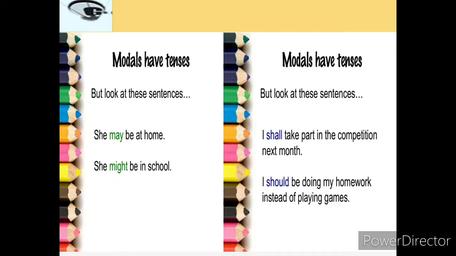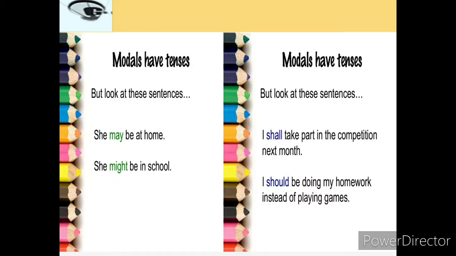She may be at home. She might be in school. I shall take part in the competition next month. I should be doing my homework instead of playing games. So you all can see that in she may be at home, the kind of tense that is used in this sentence, and she might be in school. Here we can see that we have used might, where we are showing the possibility.